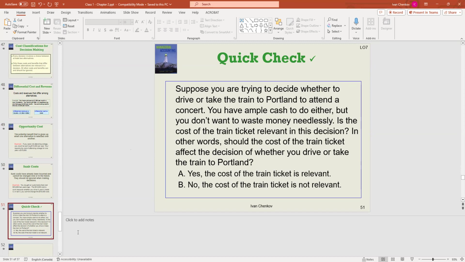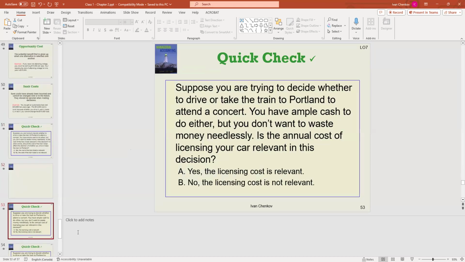Now, let's suppose that you're trying to go to Portland to attend a concert. You have two alternatives. One, to take the train. The other one is to drive. Cash is not your problem. You have an endless amount of money. So the question is, is the cost of the ticket relevant in this decision? Yes. Why? Because it's one of the alternatives. Absolutely correct. Now, next question.